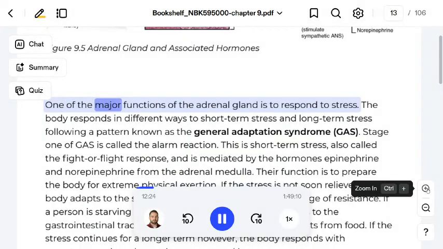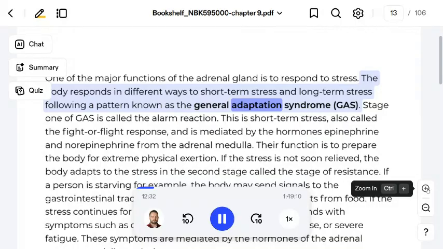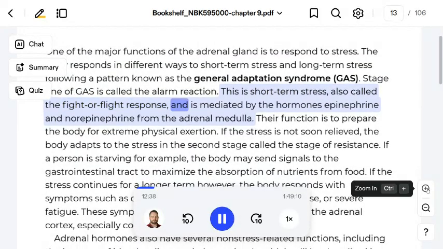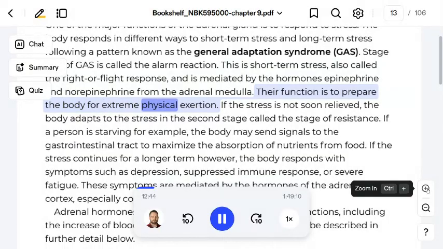One of the major functions of the adrenal gland is to respond to stress. The body responds in different ways to short-term stress and long-term stress, following a pattern known as the general adaptation syndrome. Stage 1 of GAS is called the alarm reaction. This is short-term stress, also called the fight-or-flight response, and is mediated by the hormones epinephrine and norepinephrine from the adrenal medulla. Their function is to prepare the body for extreme physical exertion.